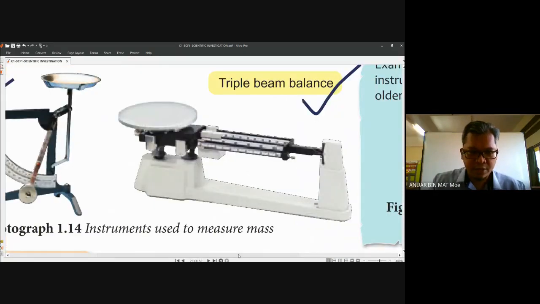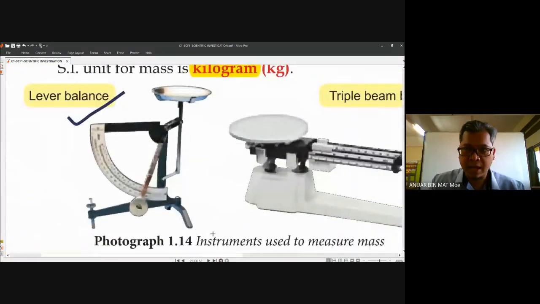So maybe on the question paper examination, we'll show you the picture, and then you must be able to identify the name of the instrument. Okay, lever balance, and then the triple beams balance.